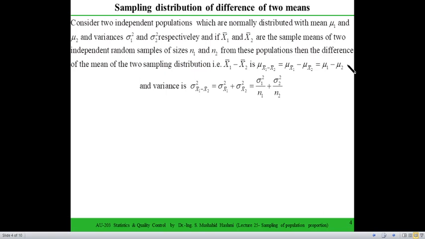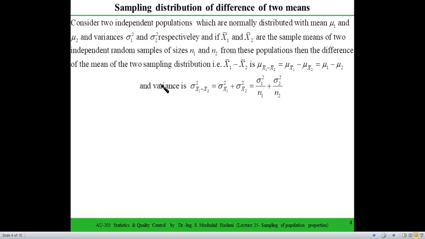Just the same as if x is your random variable and you are interested in mu x bar, the mean of the sample mean would be equal to the population mean. So here, if we are talking about two different populations and we are interested in the mean of the difference of the two sampling distributions, it would be equal to the difference of their population means.